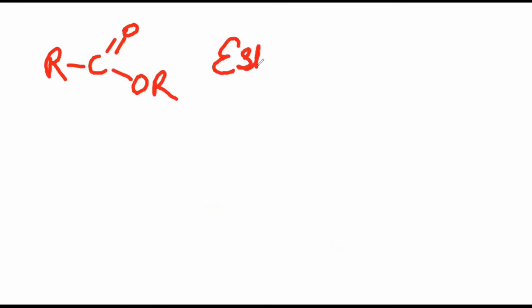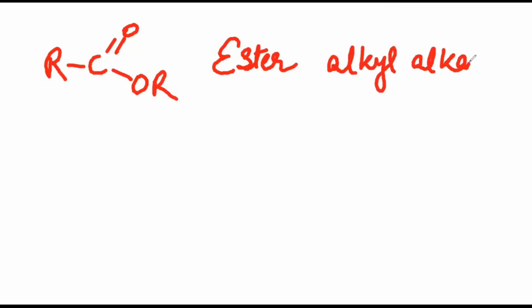Okay. Now this is the last one. Last derivative is RCOOR. Actually, this is an ester group which is used in the perfumes, which has a very sweet smell. Okay. In this, the nomenclature is like alkyl alkanoate.